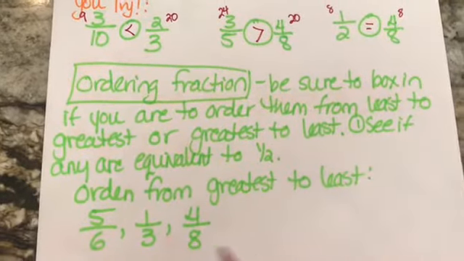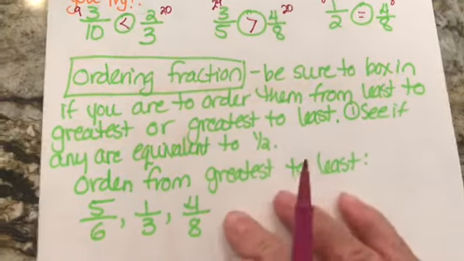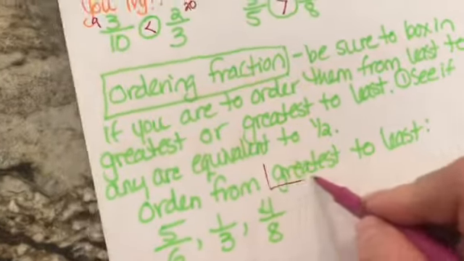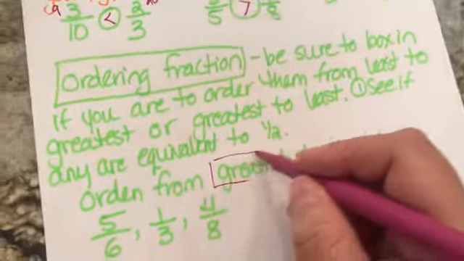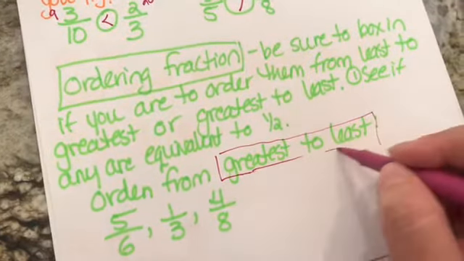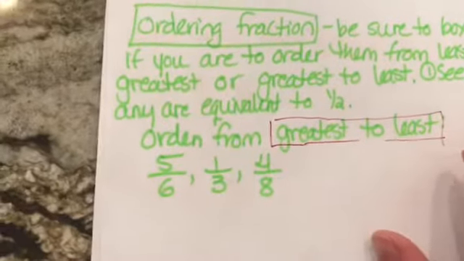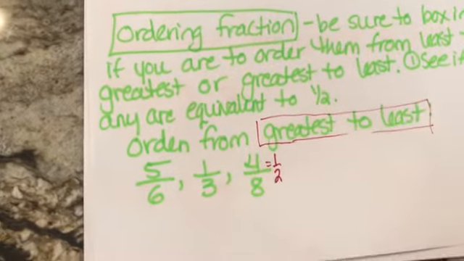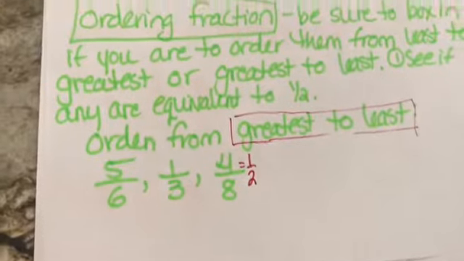Also, it says to see if any are equivalent to 1/2. A lot of times that helps. So if I have this on my sheet, first thing I'm going to do is I'm going to box it in. It's hard to do when you have one hand on the camera. And then I notice here that 4/8 is equal to 1/2. So I'll just note that for myself.